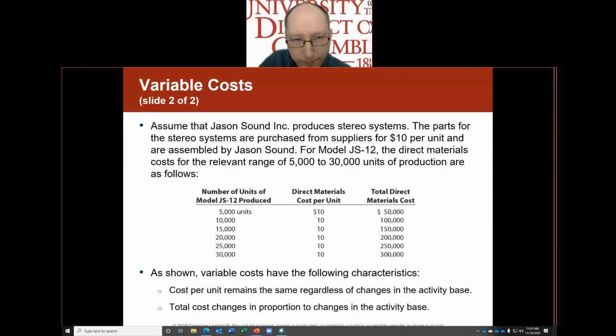In other words, the more units I produce, the more my total direct materials cost is. To find total direct materials cost, I just take the number I produced times my cost per unit to get my total direct materials cost. And we can see that relationship here.